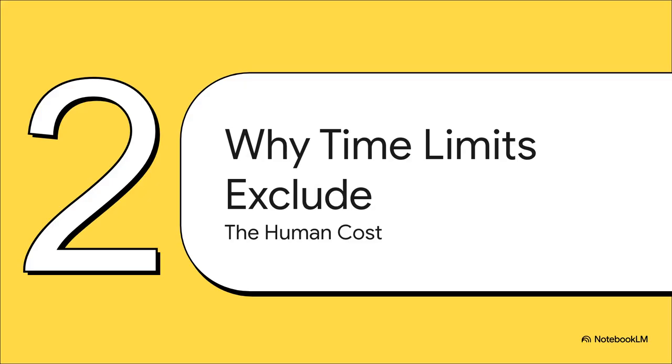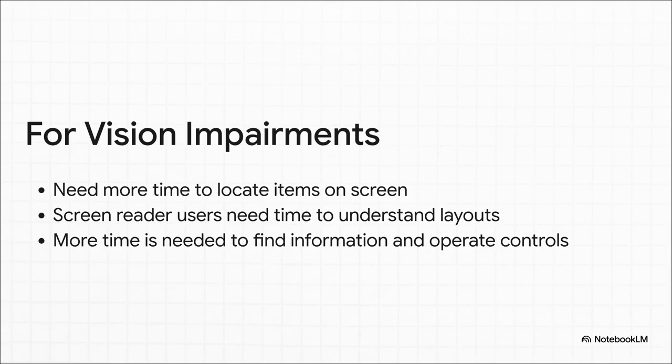So why is this such a big deal? Why is it more than just a simple pet peeve? Well, because for many people, these timers are a genuine problem of exclusion. Let's talk about the real human cost here. Okay, so for someone with a vision impairment, just navigating a web page takes longer. It's that simple. If you're using a screen reader, you need time to listen and build a mental map of the layout. If you have low vision, you might need an extra moment to find a specific button. An unexpected timeout can just completely derail that whole process.